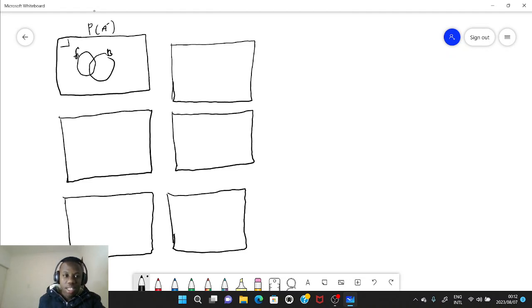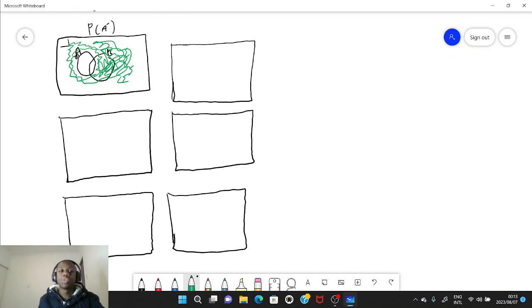So we know that the first circle is A, and they are saying they want the probability of not A. So we know very well that we don't want A, so we are not going to circle the entire A. In fact, we are going to circle everything which is not within A. That means we will consider everything inside the box, except A. Here is the probability of not A.